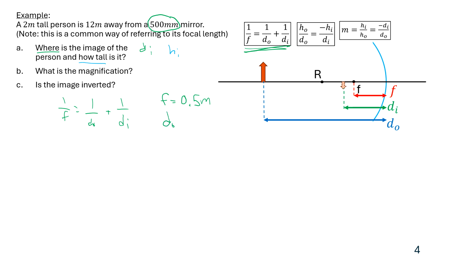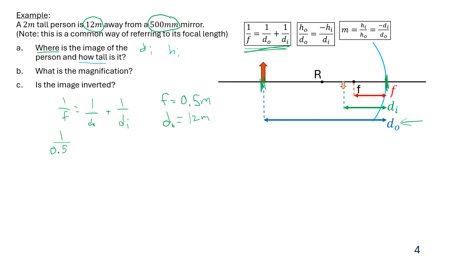If you look at the graphic here, DO is the distance from the mirror to wherever the object actually is, which in this case is not 2 meters, that's the height of the person, it's the 12 meters, and so DO is 12 meters. I'm going to take an approach where I just plug things in and then solve for DI. Not the only way to solve the problem, but I think a sort of straightforward way if you've got your calculator handy.